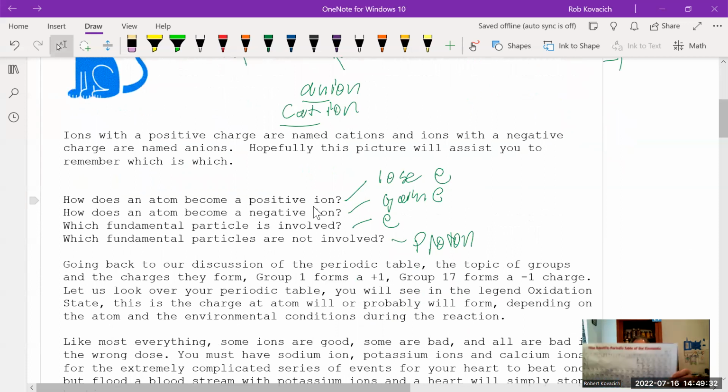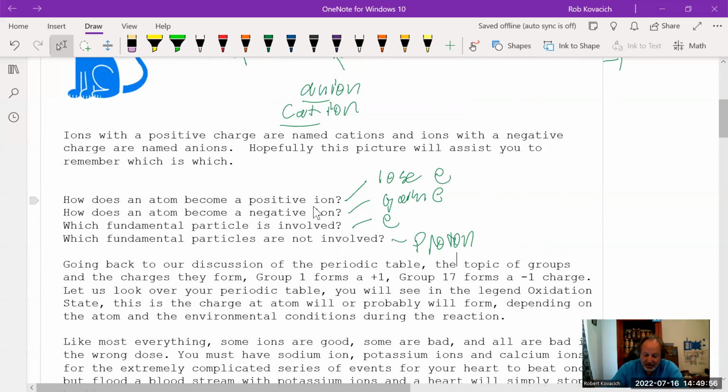If you look on the legend in the bottom right-hand corner, it says, not the bottom right-hand corner, that's density. The one right above that says oxidation state. These are typical oxidation states for atoms. And so if you go to sodium, you can see there's just a 1 right there. And so that means that sodium will form a +1 charge when it goes into a compound.